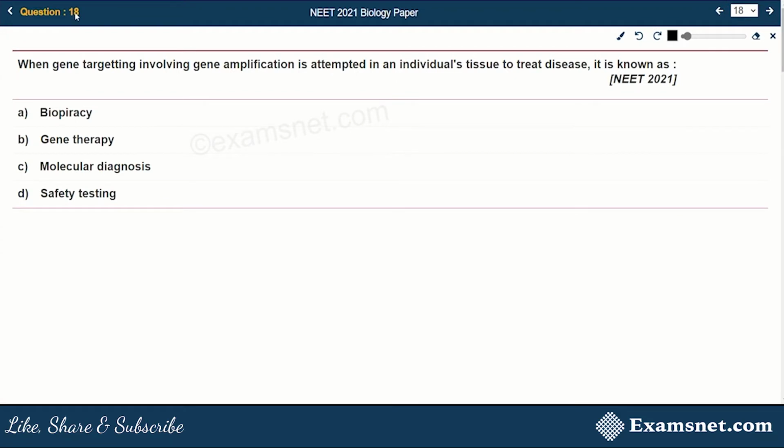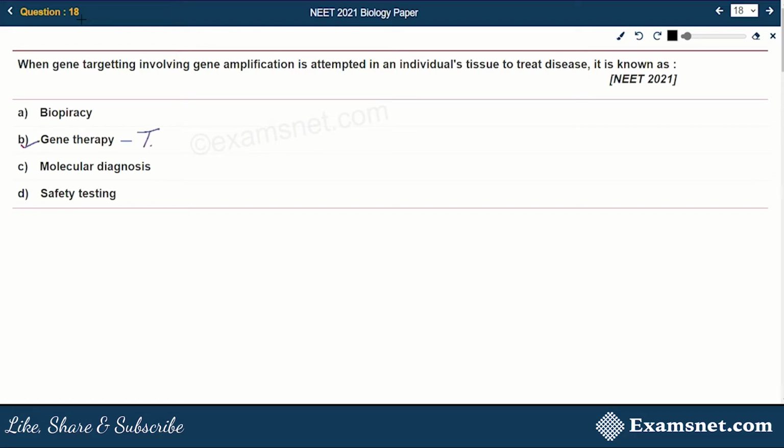Question number 18 is from the chapter Biotechnology and its Applications, class 12. The question is, when gene targeting involving gene amplification is attempted in an individual's tissue to treat disease, it is known as, and the options are biopiracy, gene therapy, molecular diagnosis and safety testing. The correct option is option B, that is gene therapy.